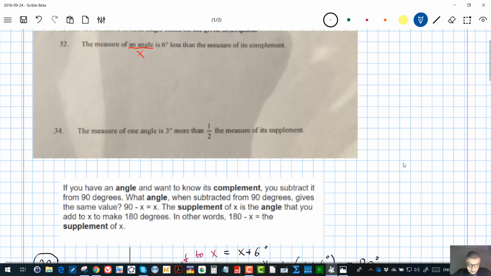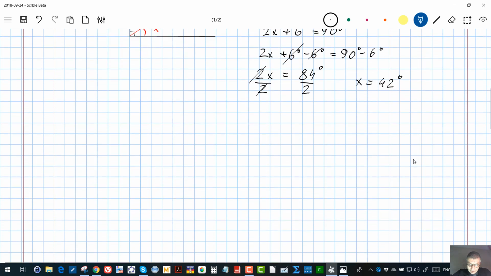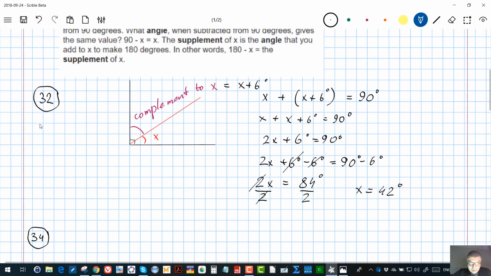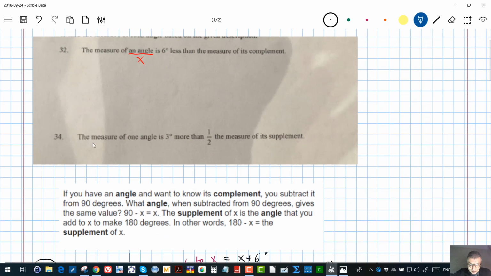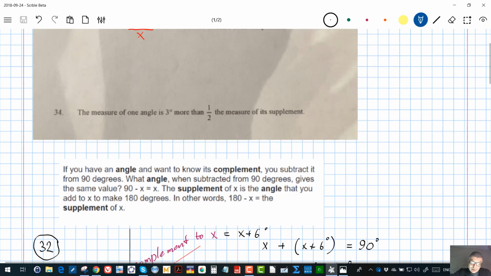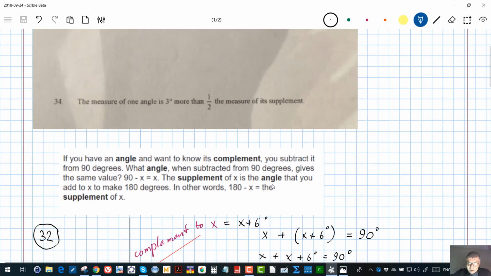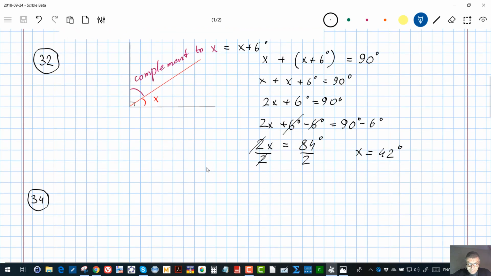And then the next problem, it's 34. What do we have here? The measure of one angle is 3 degrees more than 1/2 of the measure of its supplement. Again, we read the definition. The supplement of x is the angle that you add to x to make 180 degrees.